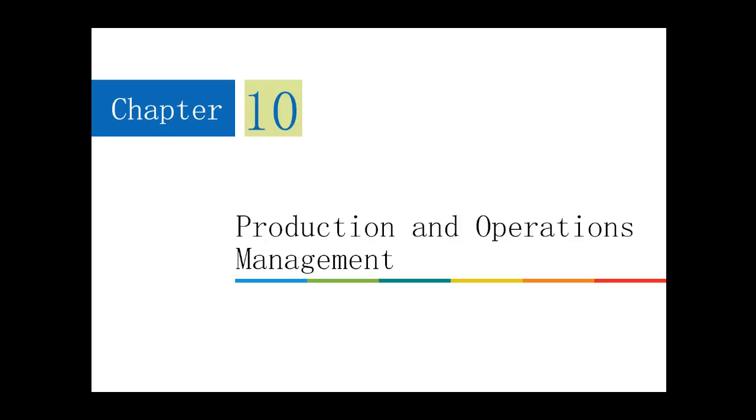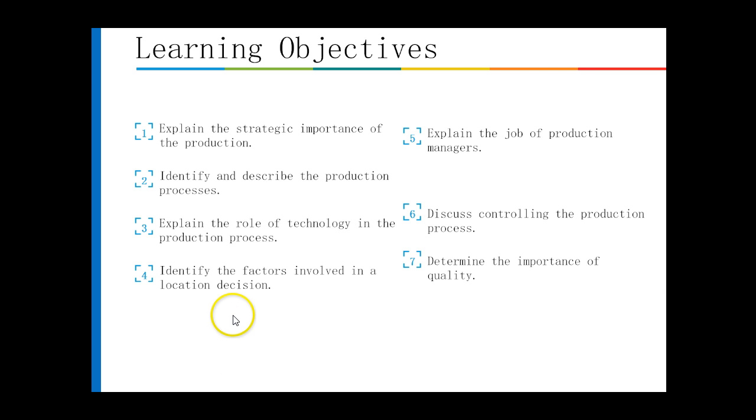Class, we're going to continue with chapter 10, which is production and operations management. As you read through the chapter, you should learn how to explain the importance of production, identify and describe production processes, explain the role of technology in the production process, identify factors involved in location decision, and that's a key one. Oh, that hits me really big. Explain the job of production managers, discuss controlling the production process, and determine the importance of quality.